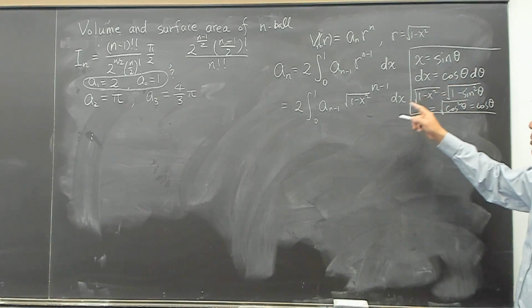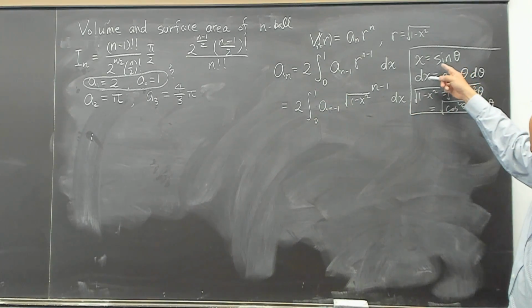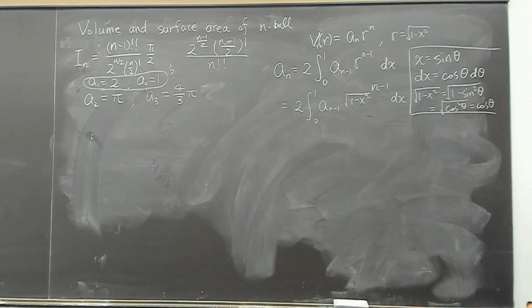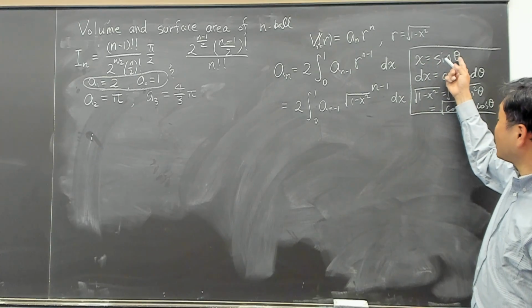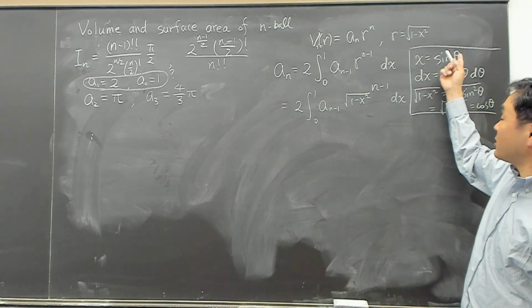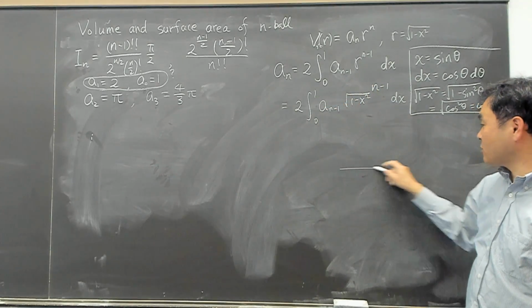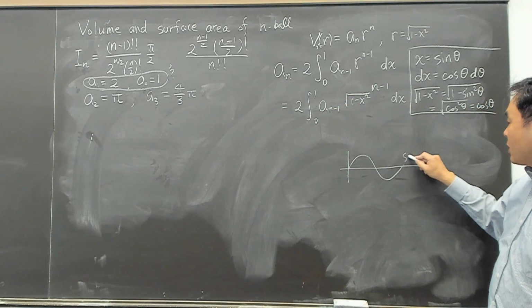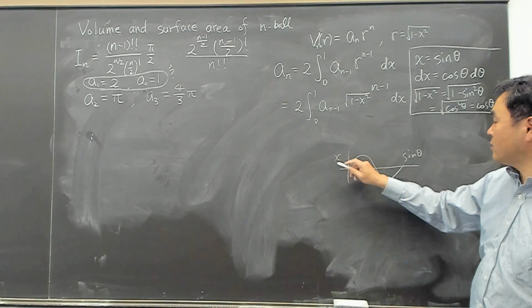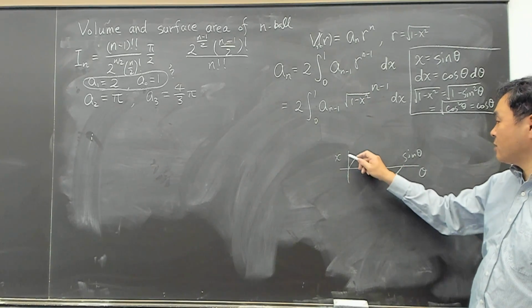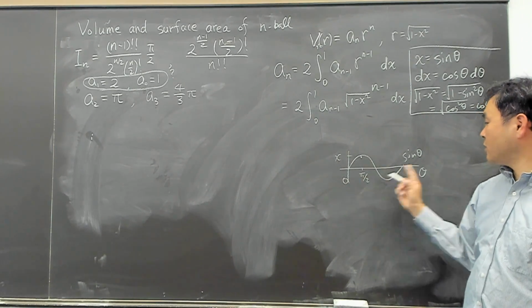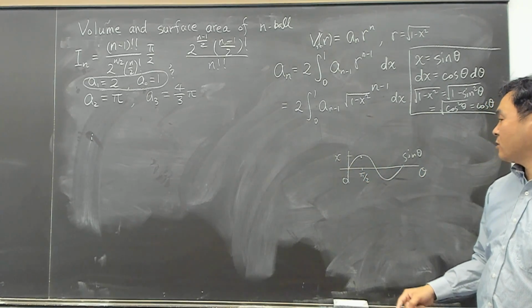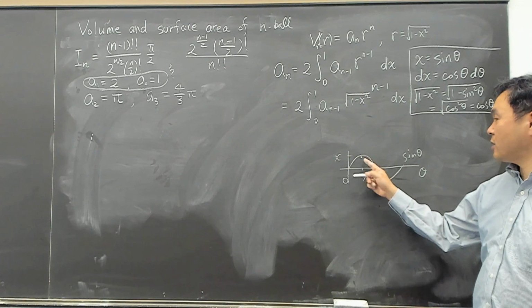Now note that since x is always positive, this is positive and cosine is also positive if you use your theta to be from 0 to pi over 2. So see, when theta is 0, x is 0. When theta is pi over 2, x is 1. So here's the graph of sine of theta, with theta and x. If you limit yourself to 0 to pi over 2, you see that when theta is 0, x is 0, and when theta is pi over 2, x is 1.